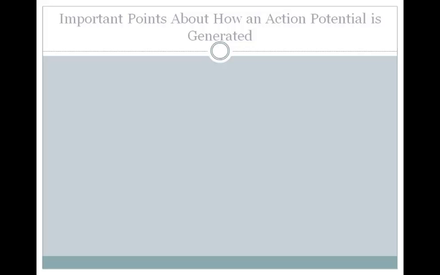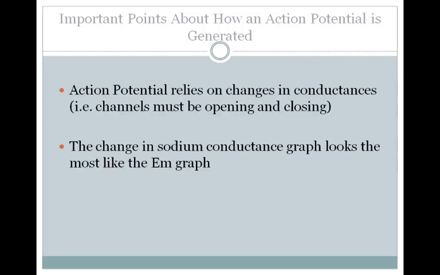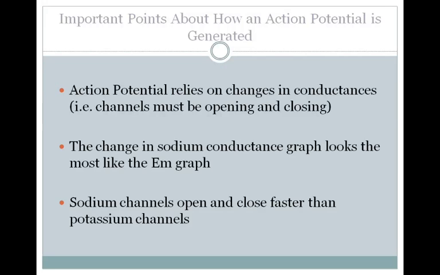From the graphs that I just showed you, you can conclude 3 important points about how an action potential is generated. First, action potentials rely on changes in conductances. This means that channels must be opening and closing during the timescale of the action potential. Second, the change in sodium conductance graph looks the most like the membrane potential graph of an action potential. This means that changes in sodium conductance are the biggest drivers for the action potential. And third, sodium channels open and close faster than potassium channels.